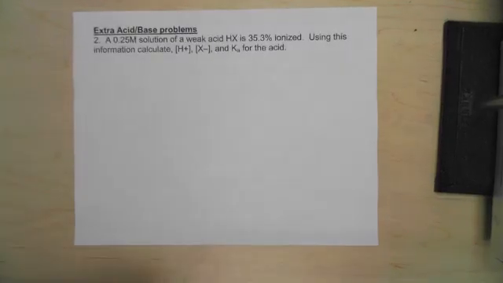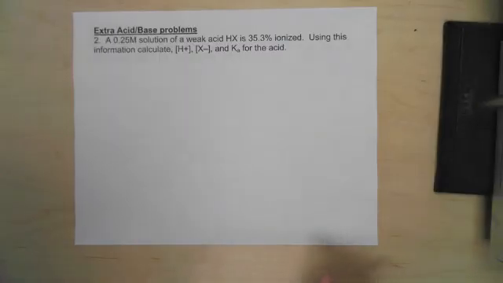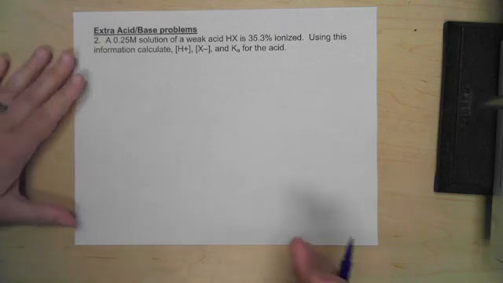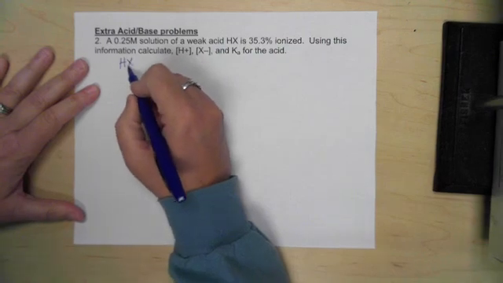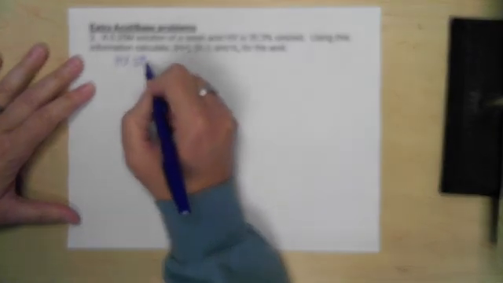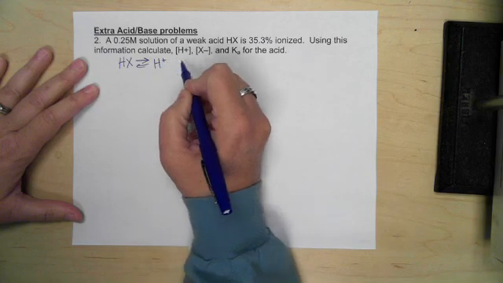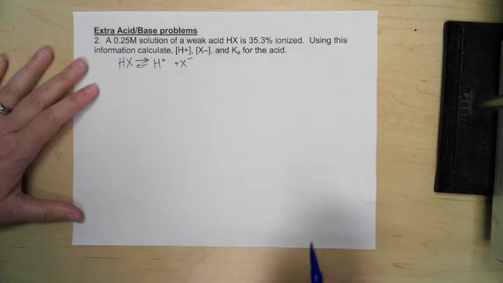Here is our second extra acid base problem that we're going to work. This one is slightly different because the first one gave us the concentration and the pH. This one is going to give us the concentration and the percent ionization, and here I've designated this weak acid as HX. Again, doesn't matter, but I'll keep with the same terminology.